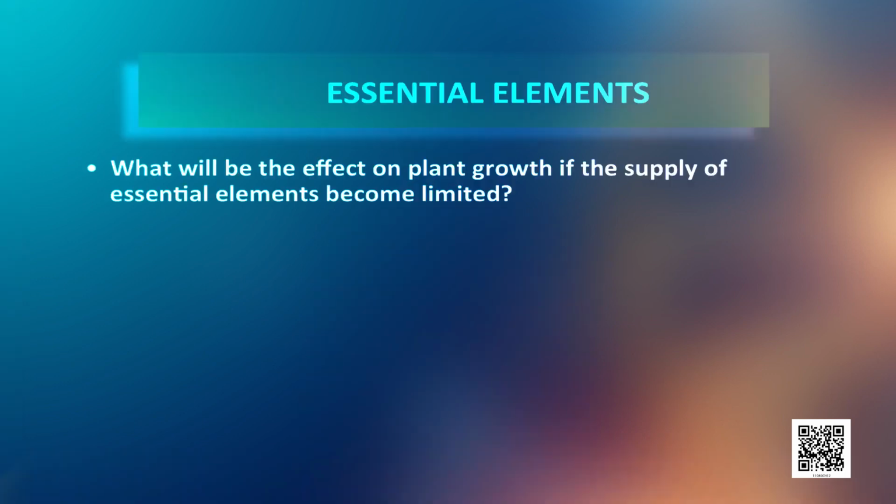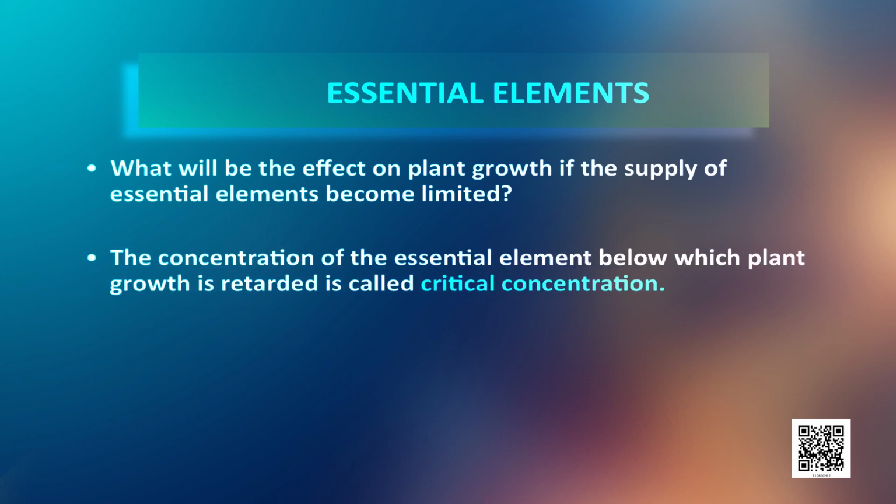We have already discussed in the previous session that 16 elements are considered essential to plant growth. What will be the effect on plant growth if the supply of essential elements become limited? A deficiency of one or more of these essential elements leads to a reduction in growth, yield and crop quality. The concentration of essential elements below which plant growth is retarded is called critical concentration. So, plants must be supplied essential elements above critical concentration.